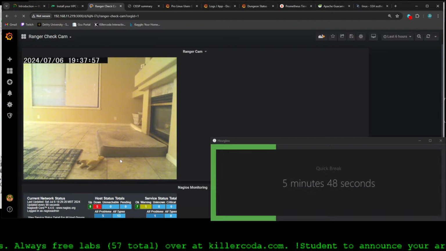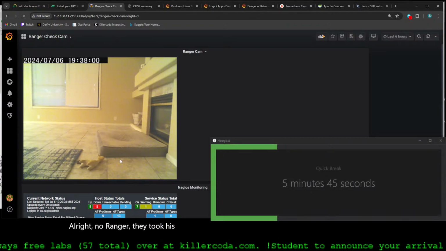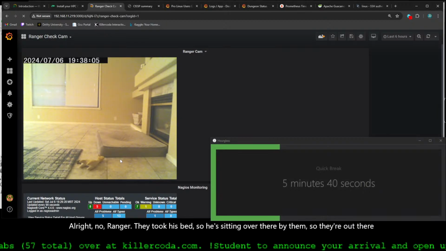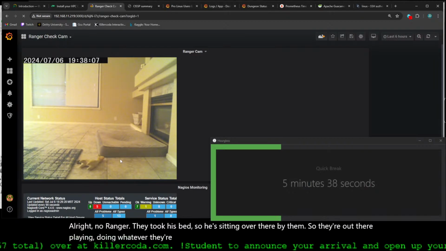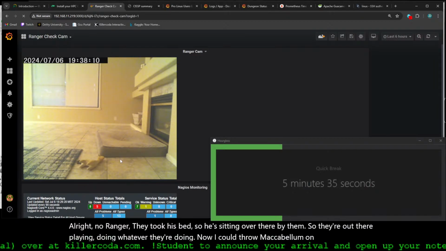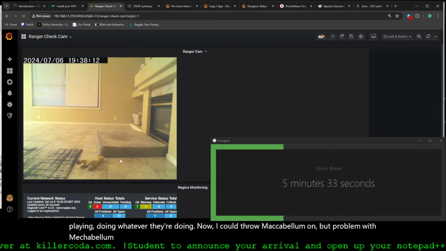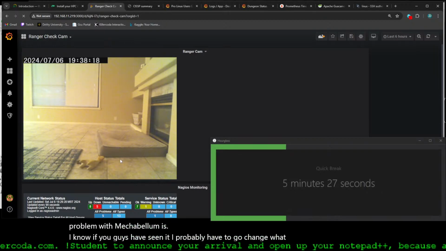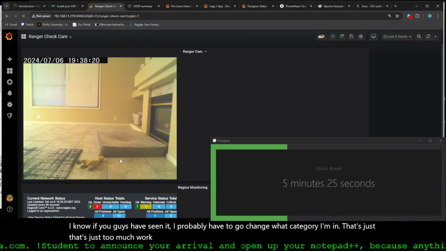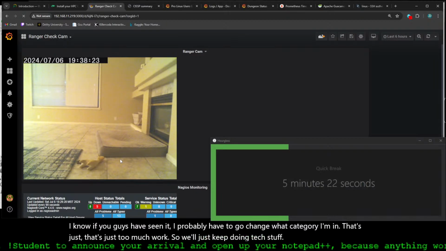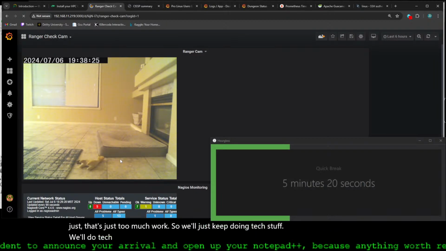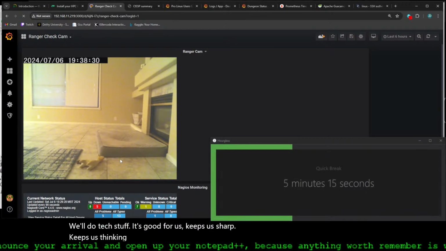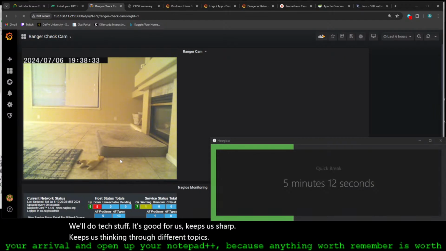All right. No Ranger. They took his bed. So he's sitting over there by them. They're out there playing, doing whatever they're doing. Now I could throw Mechabellum on, but I'd probably have to go change what category I'm in. That's just too much work. So we'll just keep doing tech stuff. It's good for us. Keeps us sharp. Keeps us thinking through different topics. It's valuable, right?